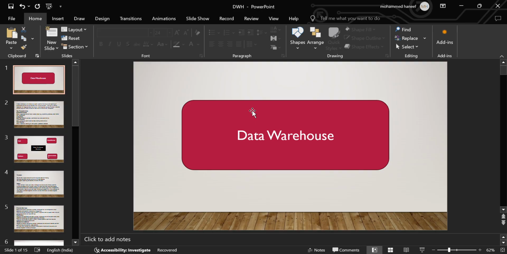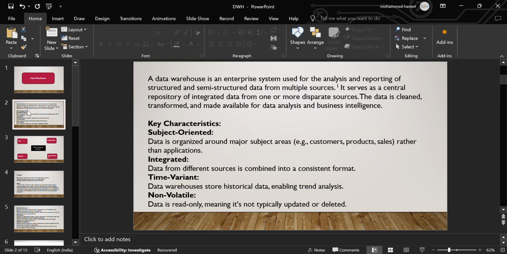Okay, in the last class we discussed what a data warehouse is, right? A data warehouse is the collection of data from different source systems, integrated into one place where we store the data, and that is called a data warehouse. Using this data warehouse, we do business analysis and reconciliations, and business decisions are taken by having this data.